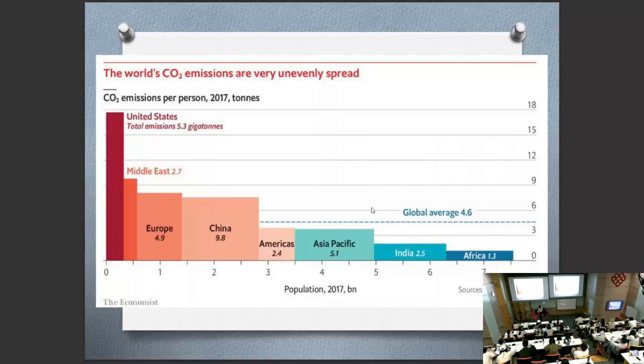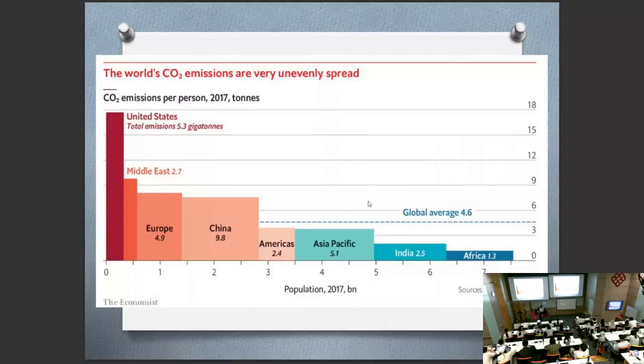And this is the per capita carbon dioxide emissions. So we have a large population in China. So if we average out the carbon dioxide emissions per person, the carbon dioxide emissions for China is actually not the highest. Okay, United States is the highest.